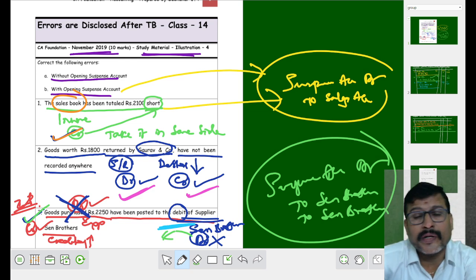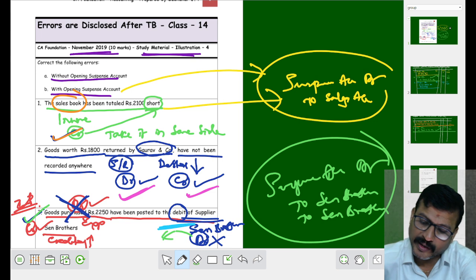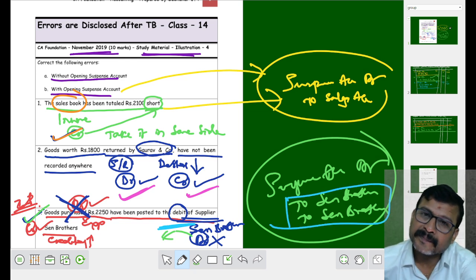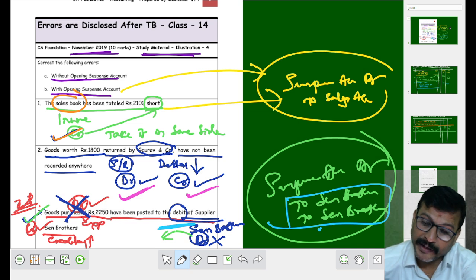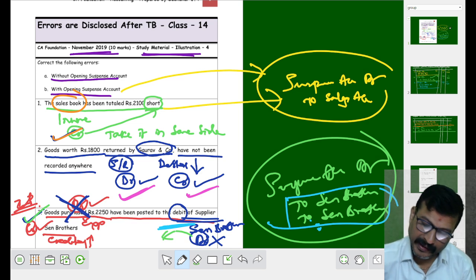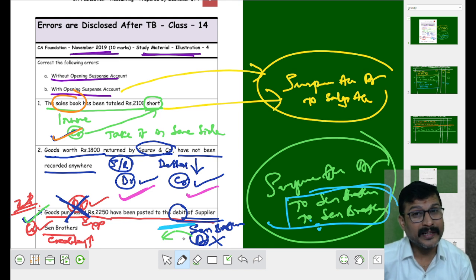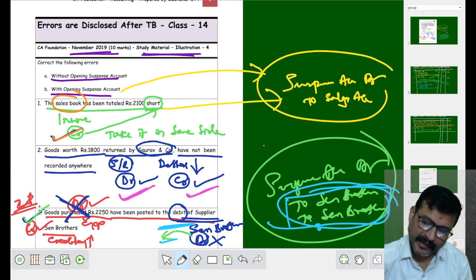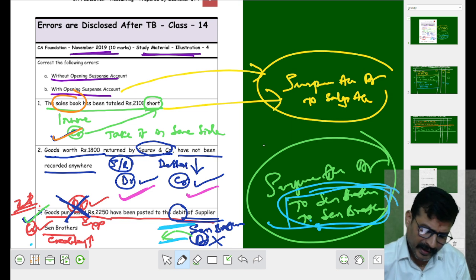Now the problem is how to write the journal entry without opening suspense. This is with opening suspense. Now what to write without opening suspense account? Where to write? In Sen Brothers. Which side in Sen Brothers? Credit side, because instead of credit we have taken the debit side. Where to write? Credit side. Because you had to write on the credit side, but you wrote wrongly on the debit side.